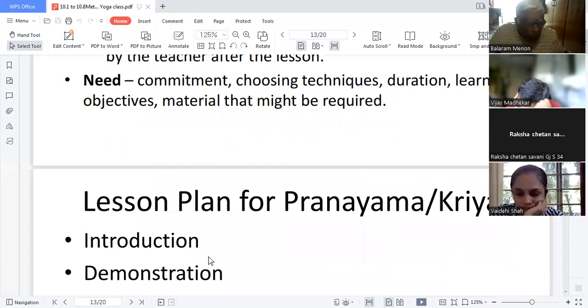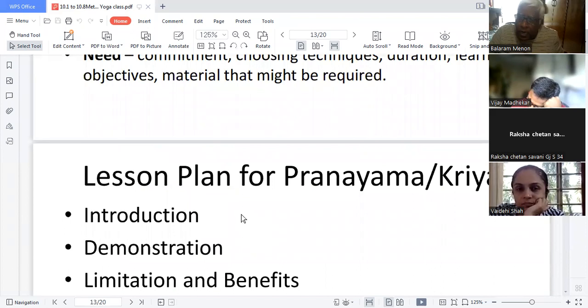Next, after asana, we have the lesson plan for pranayama and kriya. Introduction of pranayama. Now kriyas, what are the requirements of kriyas?